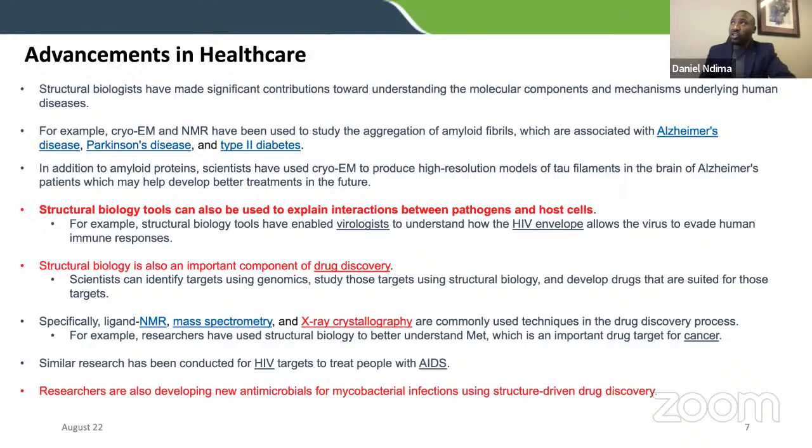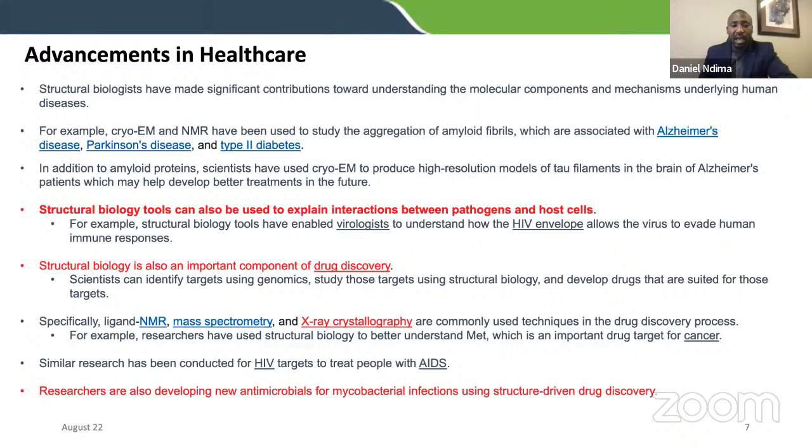Structural biologists have made serious contributions in understanding molecular components and mechanisms underlying human diseases. And I'm going to show you that structural biology is at the center of drug development at the later stage. For example, cryo-EM and MRI, which I have mentioned, have been used to study aggregation of amyloid fibrils, which are associated with Alzheimer's, Parkinson's, and type 2 diabetes, meaning structural biology is at the center of understanding these diseases and developing drugs. Again, structural biology can be used to explain interactions between pathogens and host cells.